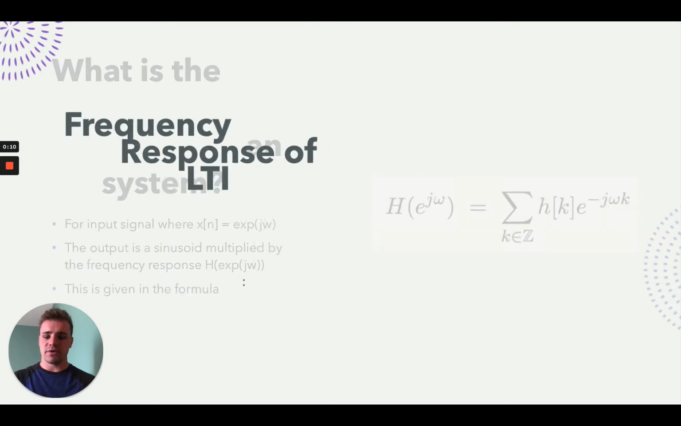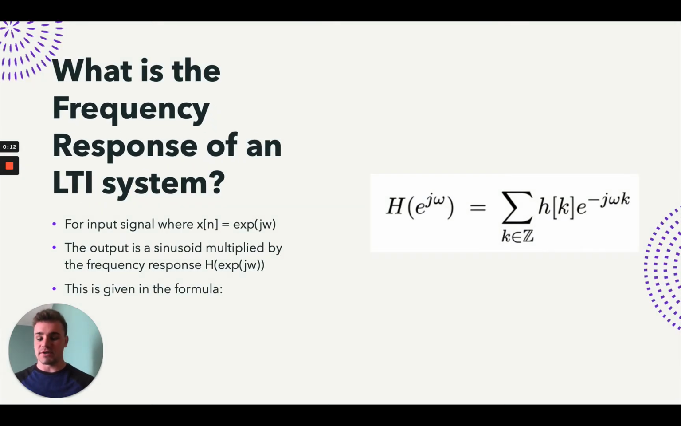Let's start off with what is the frequency response of an LTI system? So when the input signal is equal to e to the j omega, so it's a sinusoid with a frequency of omega, the output is a sinusoid multiplied by the frequency response H(e^{j omega}). This is given in the formula to the right, where the frequency response is the summation of h[k] e to the minus j omega k.